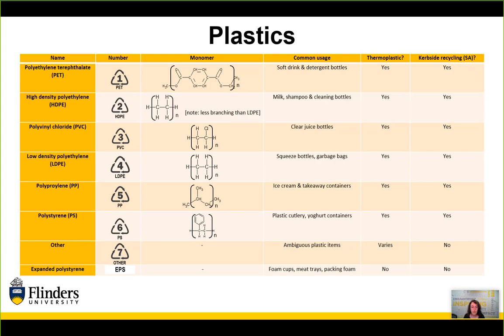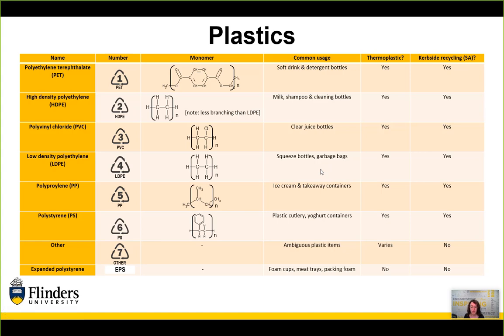We talk about something being thermoplastic. That means that we can melt it and then mold it into a different shape, let it cool, and it will have the same chemical properties at the end. A lot of plastics do have that, and that means they can be recycled fairly easily. They can be recycled on the curbside in South Australia, but not all plastics.